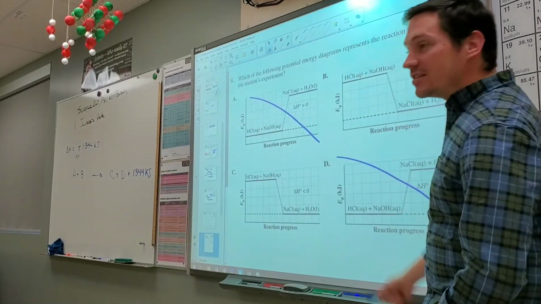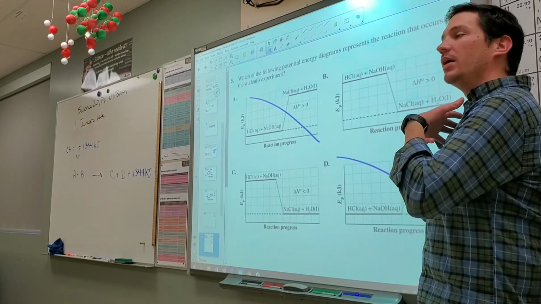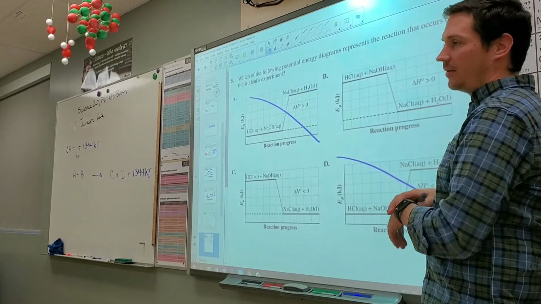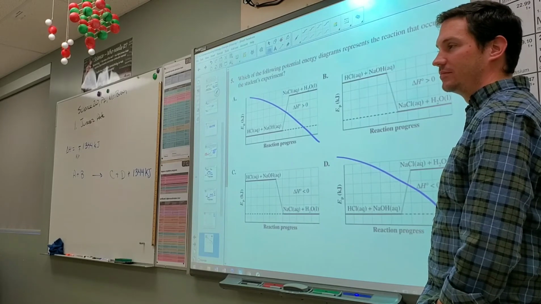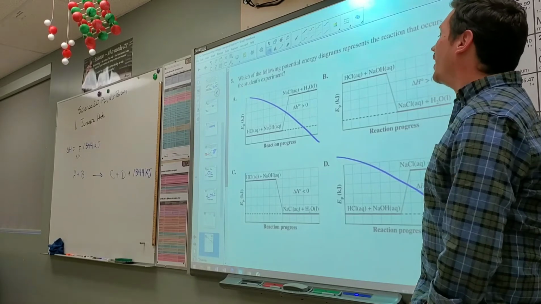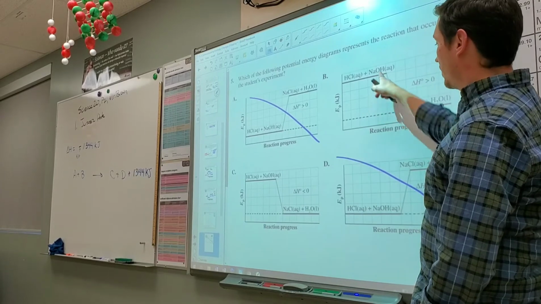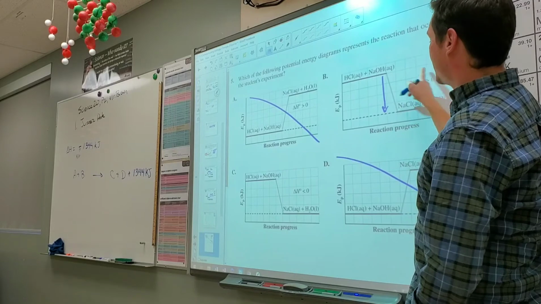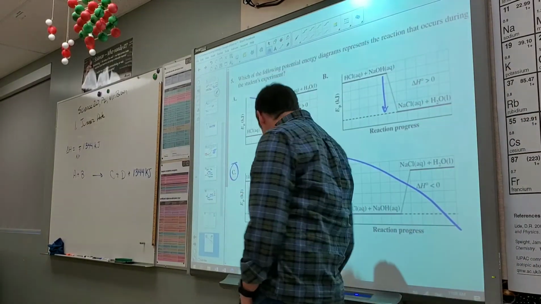Okay. So which one of these fits our context a little bit better, B or C? C was perfect, I'm guessing. Is this a positive or negative enthalpy change? This is supposed to be a negative enthalpy change, but that's not telling me negative, right? This is telling me negative, so it's got to be C.